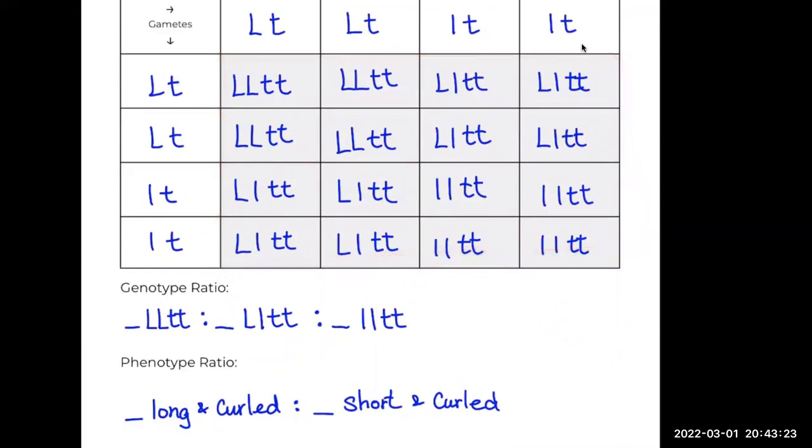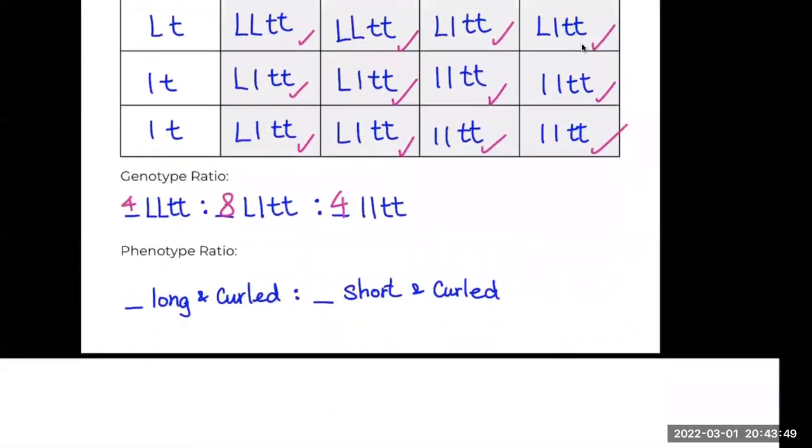And then at the bottom, you'd see that 1, 2, 3, 4, 4 of them have this. And then 1, 2, 3, 4, 5, 6, 7, 8. And then this is 1, 2, 3, 4. There we go. That is your genotype ratio.